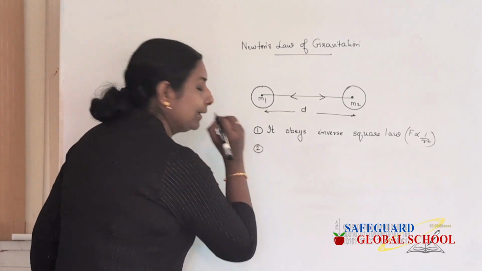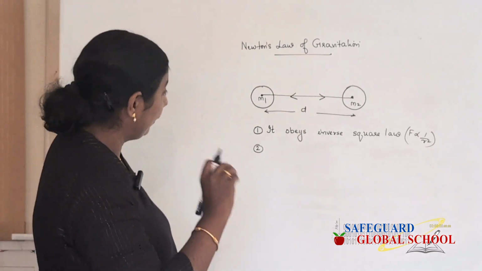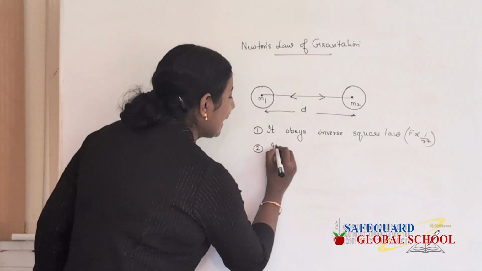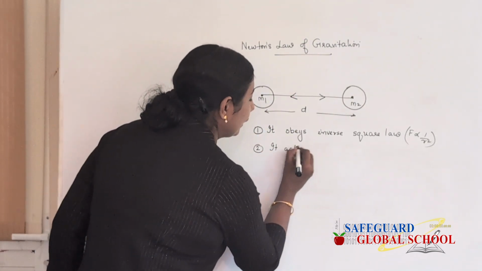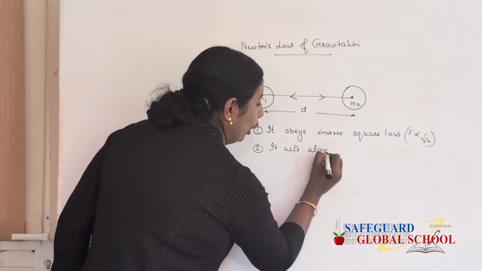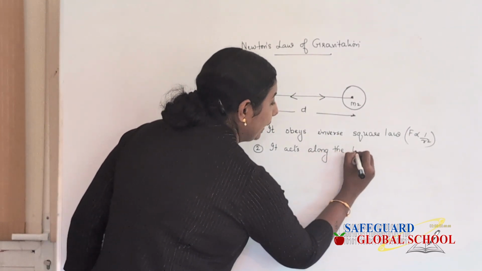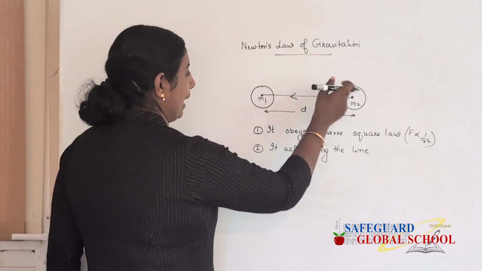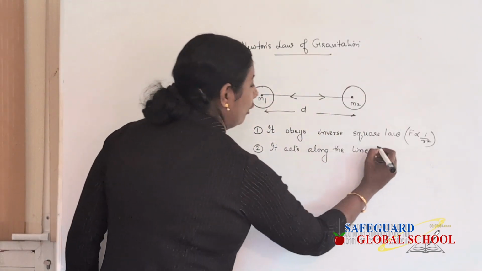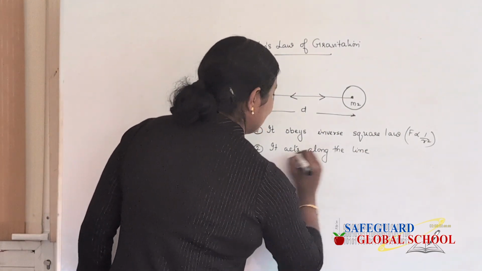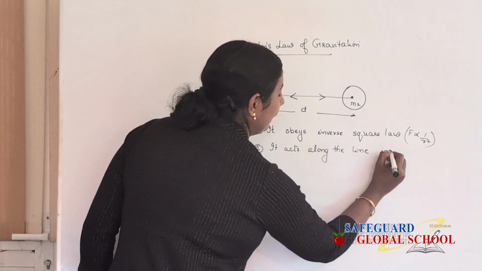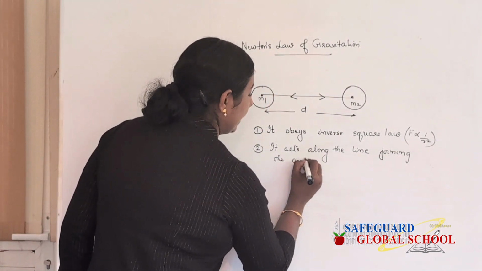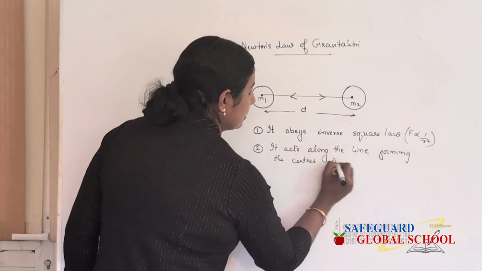And the second point is given in your textbook, but we are going in a compiling mode. It acts along the line joining the two masses, isn't it? The force I have marked is along the line joining the centers of the two masses. It acts along the line joining the centers of the masses.